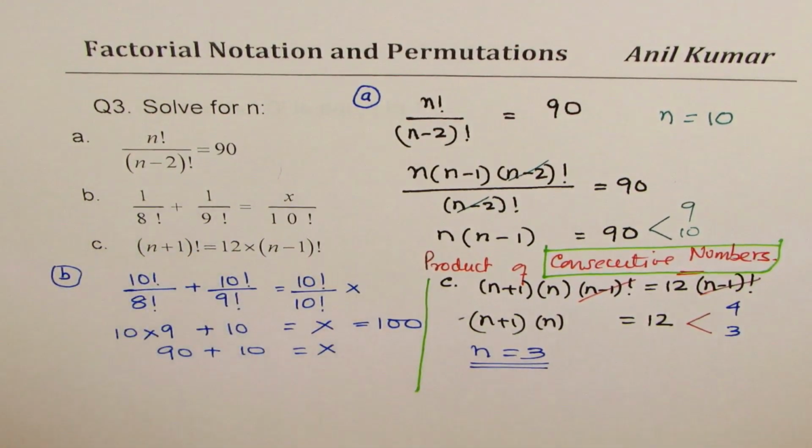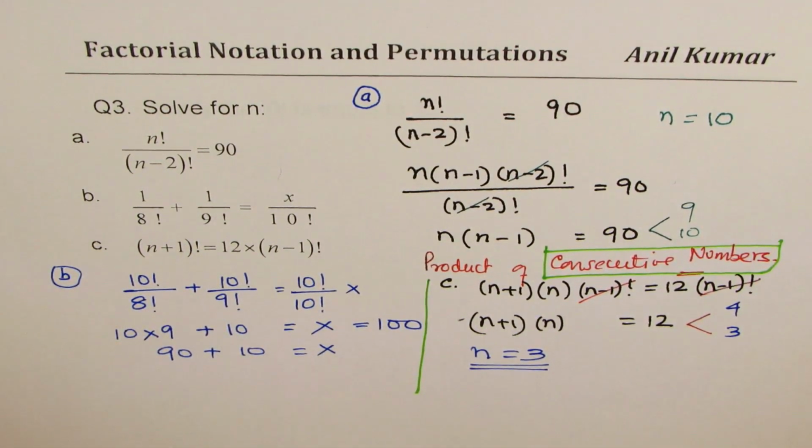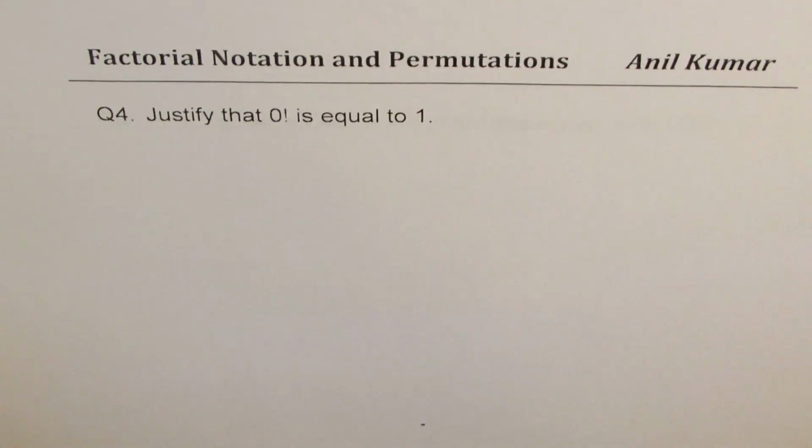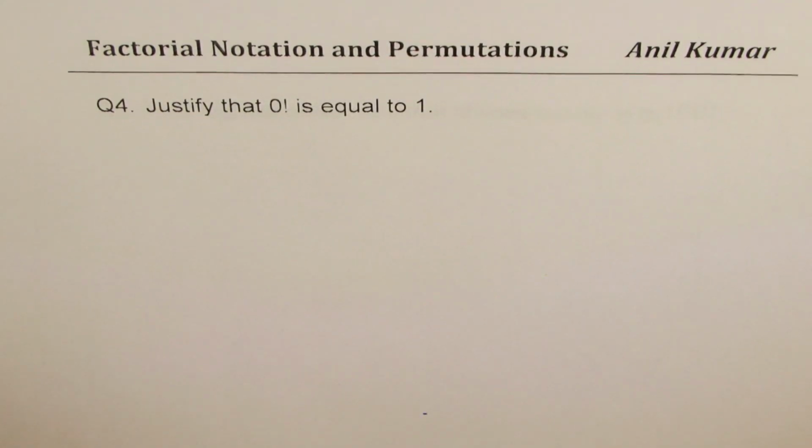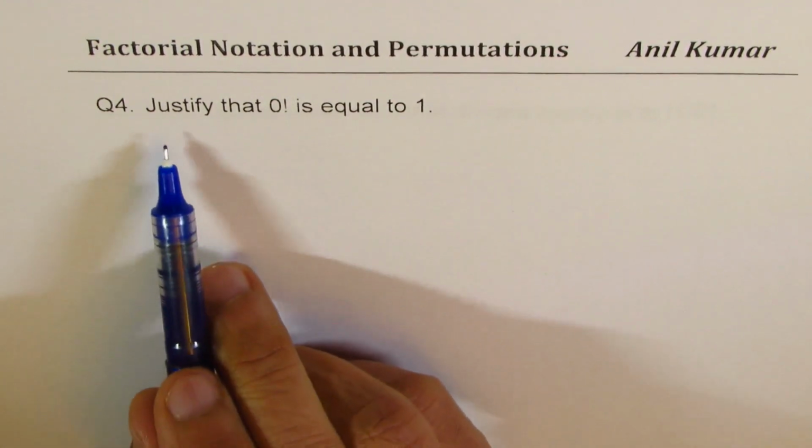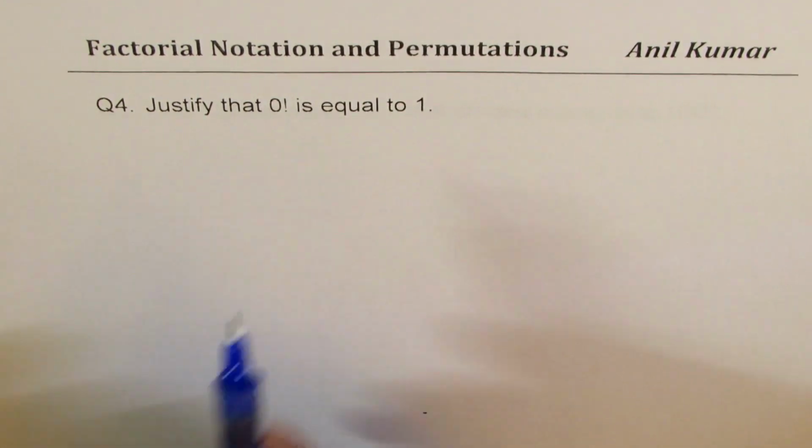So these are three very interesting examples on how to work with equations involving factorial notation. Perfect. And that is how you should be answering them. I hope you find them interesting. So let's move on and do question number 4 now. Question number 4 is a communication question. It says justify that 0 factorial is equal to 1.